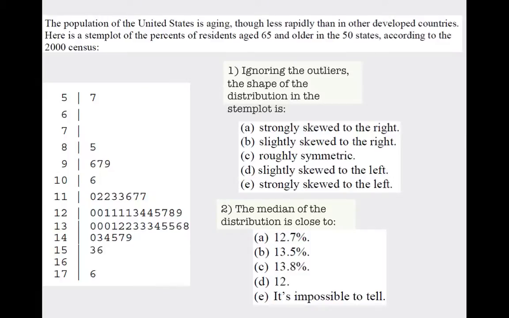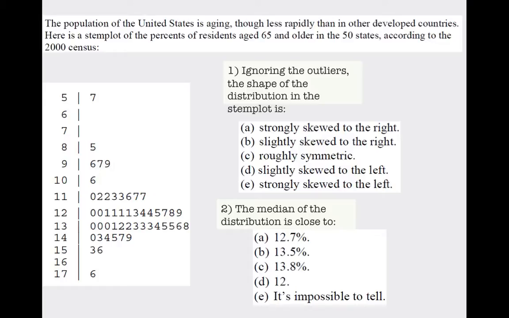Please pause the video and give students 2 to 3 minutes to answer these two questions. Students, this is the same data and the same scenario that we did a warm-up from last week involving the percent of residents that are age 65 or older in the 50 states. The first question asks about the shape of the distribution. The second asks for the median. Please pause the video now.